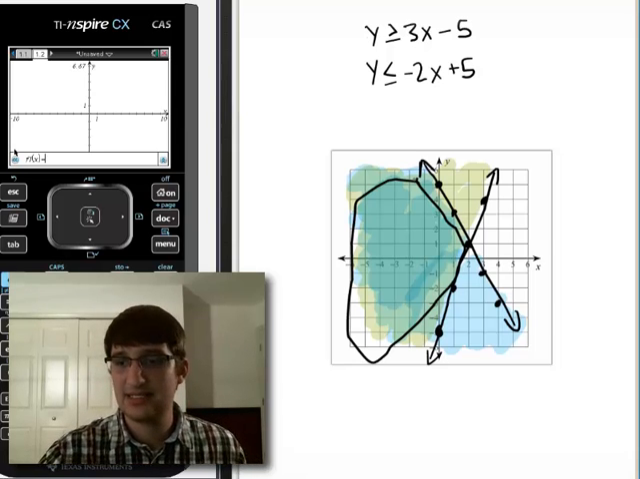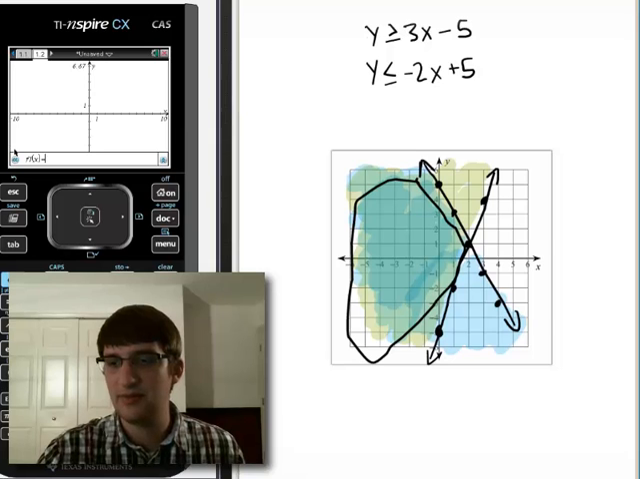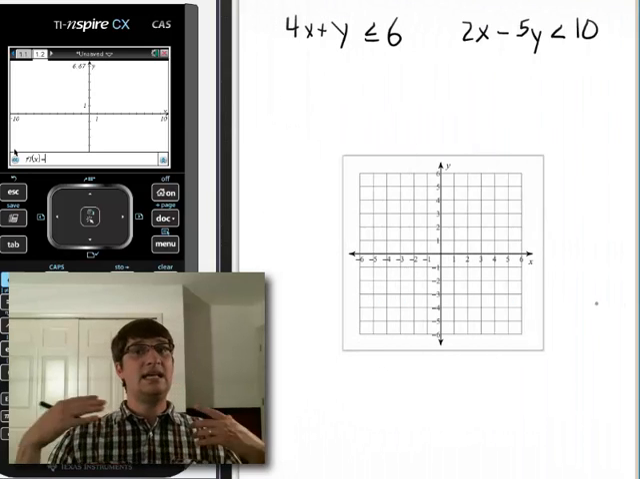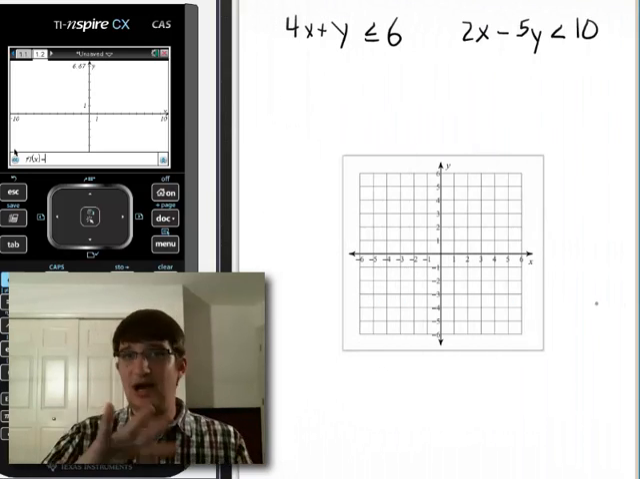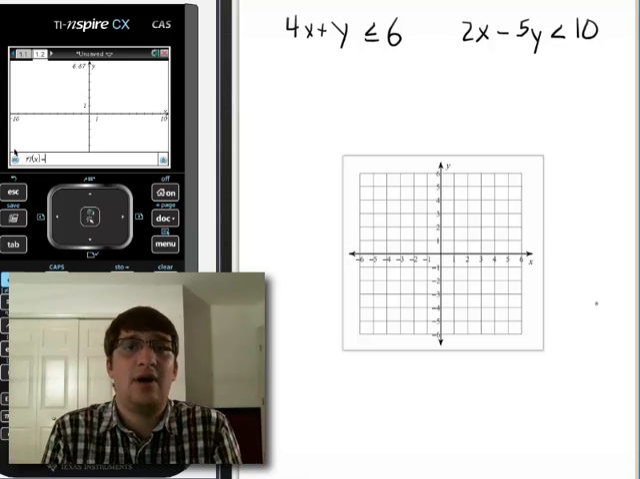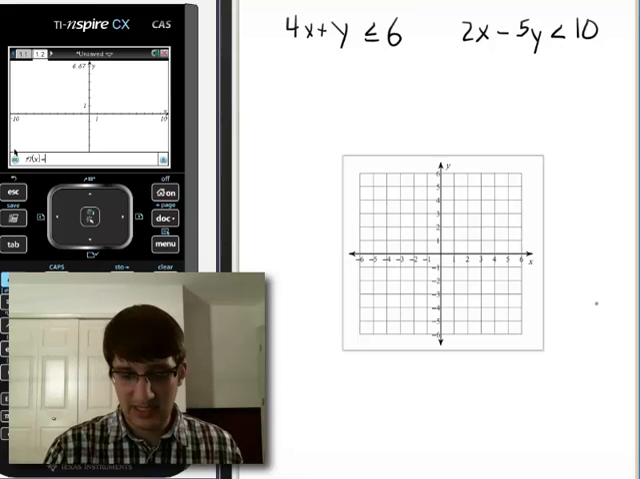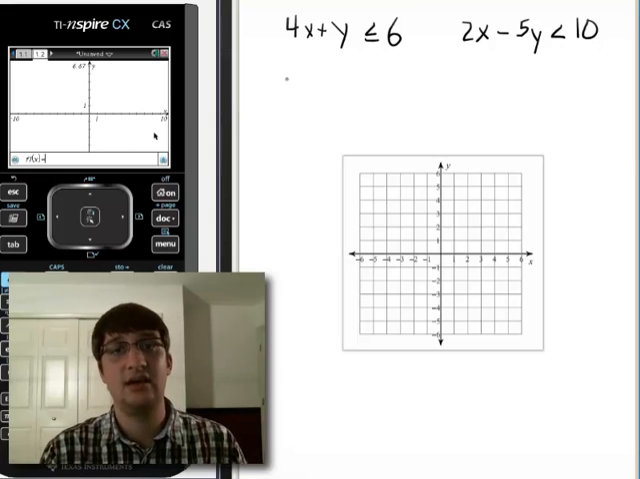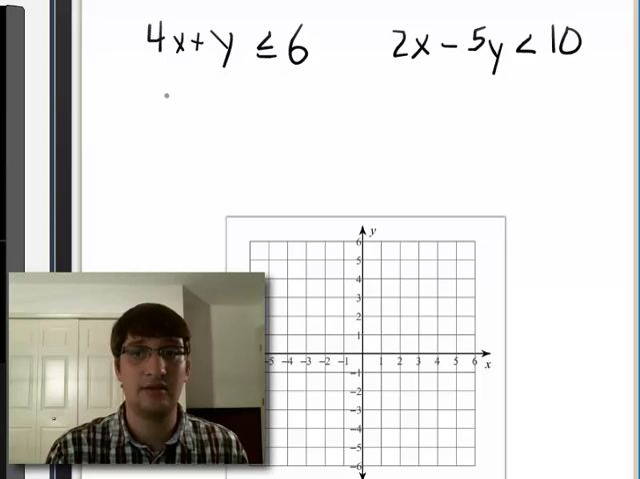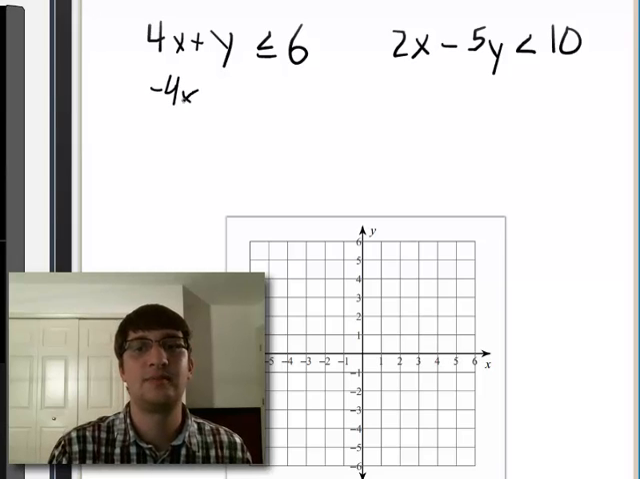Let's move on to the next example. Now, sometimes you'll have the inequalities not already put in y equals something form, like y equals mx plus b form, so you can't graph the line very easily. That can be easily solved by getting y on one side and everything else on the other. So I'm going to subtract 4x from both sides on this one.